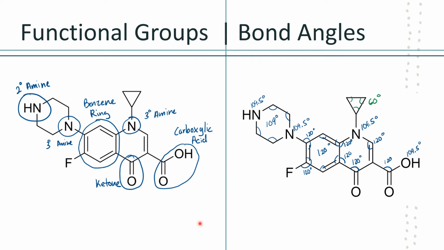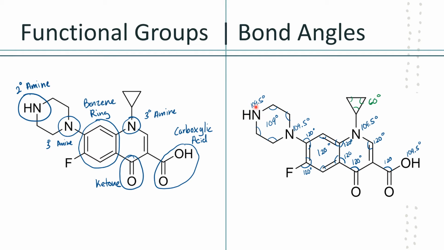Ciprofloxacin has various functional groups, such as this carboxylic acid right here. It also has a ketone, a benzene ring, and various amine groups, such as a secondary amine connected to 2 carbons and these 2 tertiary amines connected to 3 carbons. It also has various bond angles, as observed here in this 6 atom ring. All the angles are 109.5 degrees.